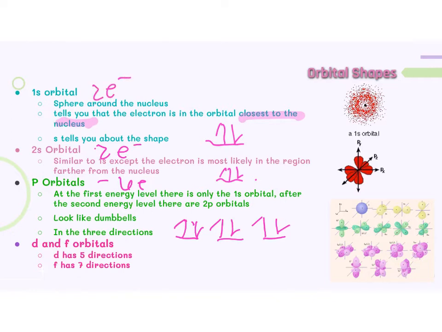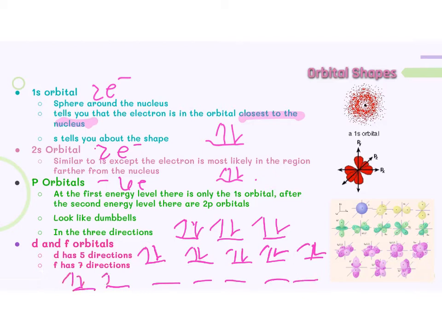The d and f orbitals. The d orbitals have 5 directions, which means they can hold at most 10 electrons. And then the f orbitals have 7 directions, 1, 2, 3, 4, 5, 6, 7, and can hold at most 14. So if you notice, however many directions it has, you multiply that number by 2, and that's how many electrons it can hold.